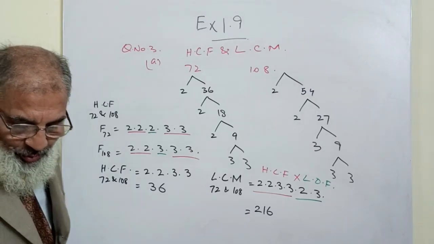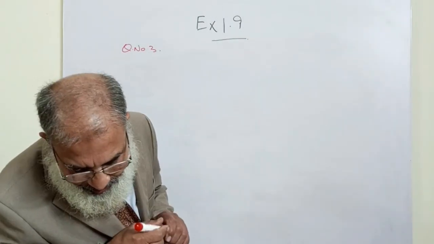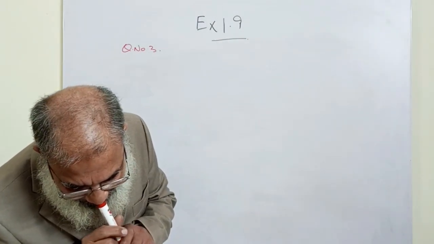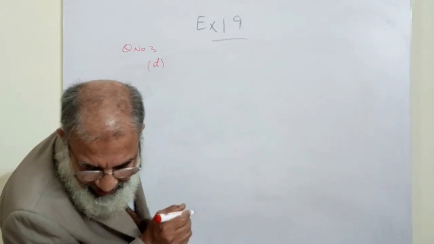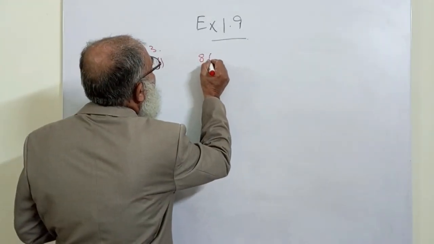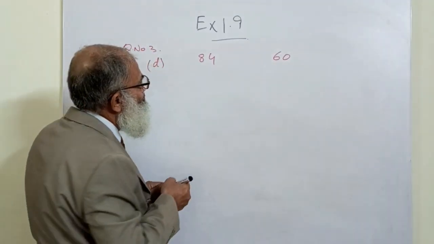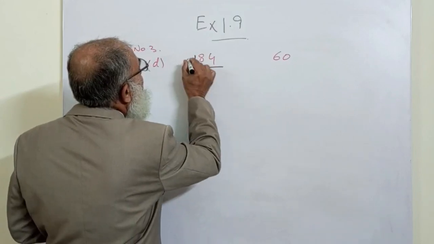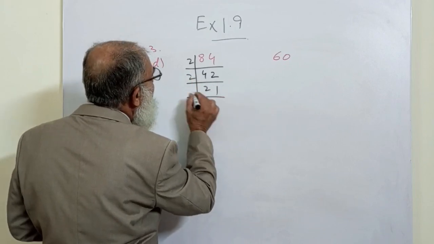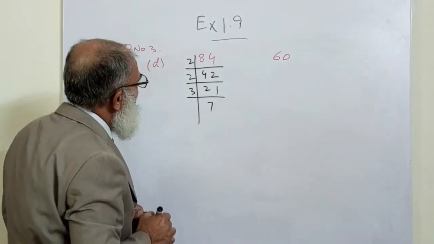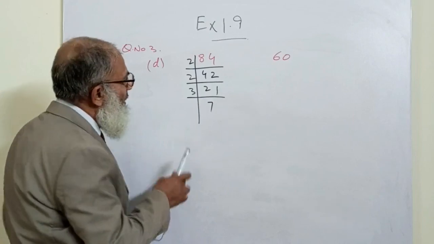I'll solve one more question for you, then we'll proceed to the word problems. One more question for you, my dear students, and that will be the last, part D, and that is 84 and 60. Now I do it in another fashion, like this: 84, 42, 21, 7. Now you see all are prime numbers. Now we write them as prime factors.